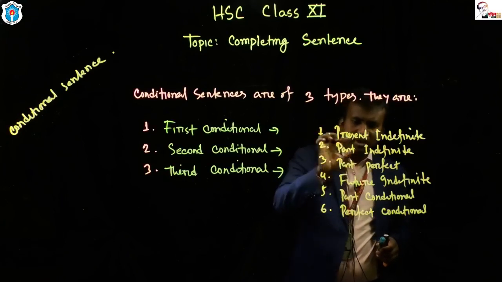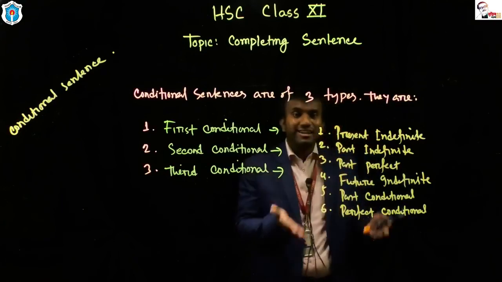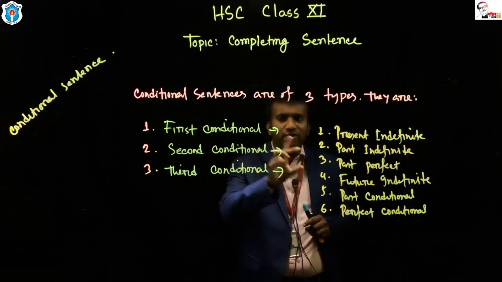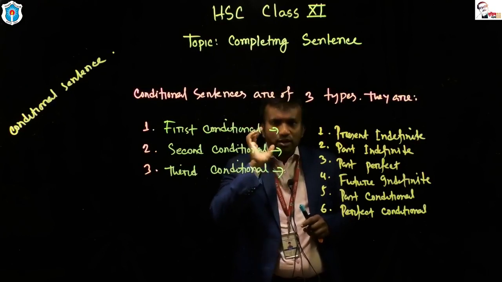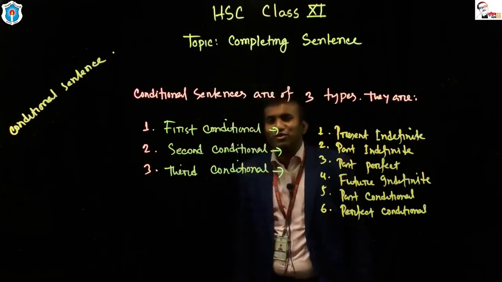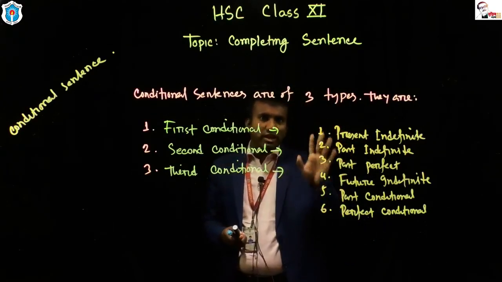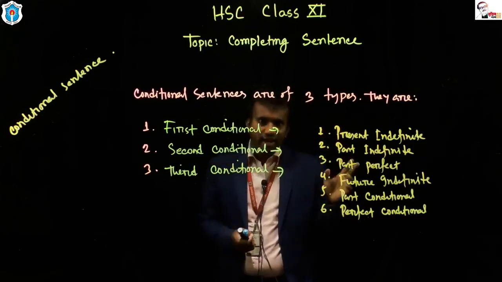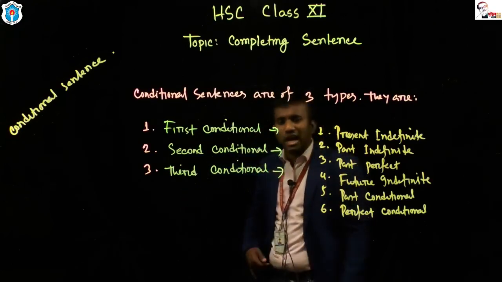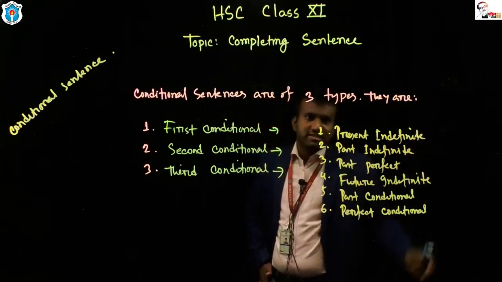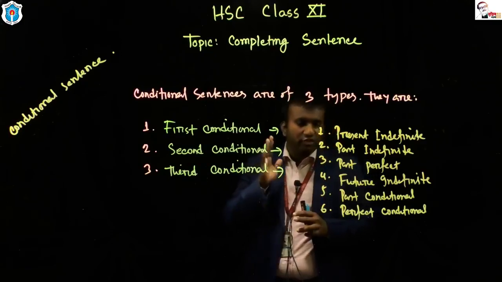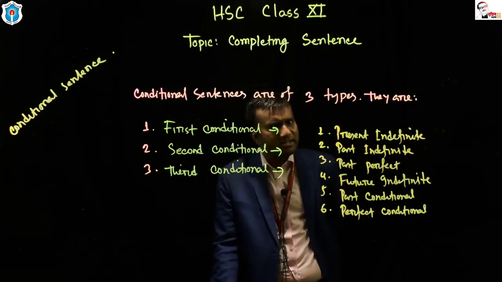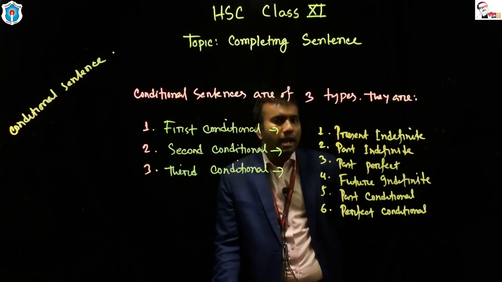Look at please, my dear students. Present indefinite, past indefinite, past perfect, future indefinite, past conditional, perfect conditional. These are the six tenses that are used in conditional sentence. We need to find out two tenses for first conditional, two tenses for second conditional, and two tenses for third conditional. So in total we need six tenses. That means six tenses make three rules. First rule, first conditional, second one, second conditional, third one, third conditional. Now I would like to talk about these tenses. These six tenses have their individual structure. Am I right, my dear students?